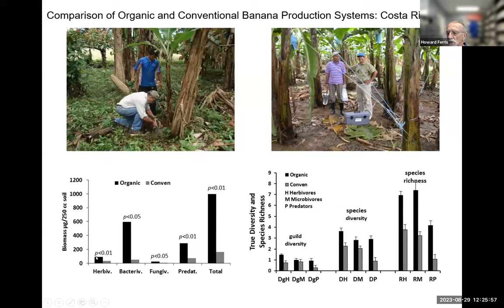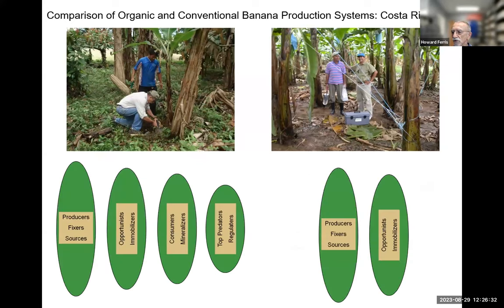In the organic system, there's no nematicide, but there is more regulation because of the high abundance of predator nematodes and other organisms that are regulating these species. And the predator nematodes are also there because there are a lot of bacterial feeding nematodes for them to feed on. So one is supporting the other. I was also talking about species richness and diversity, and there is much more species richness in the organic system than in the essentially industrial system.